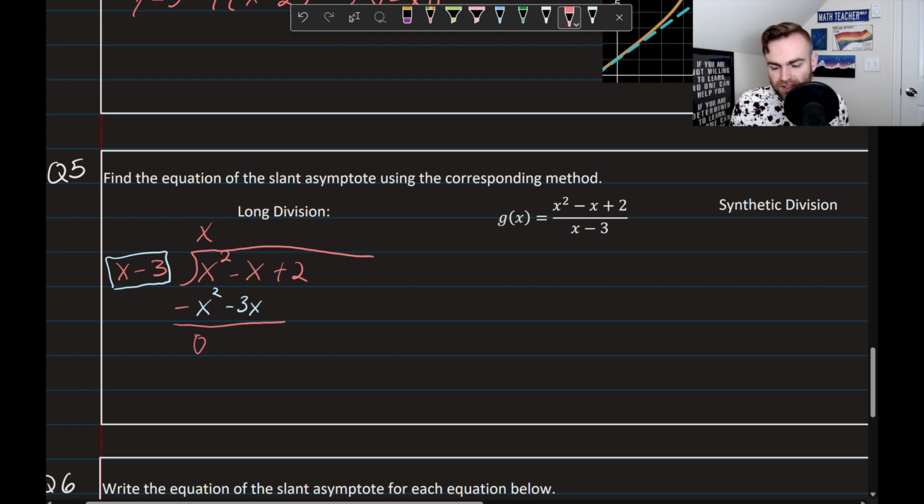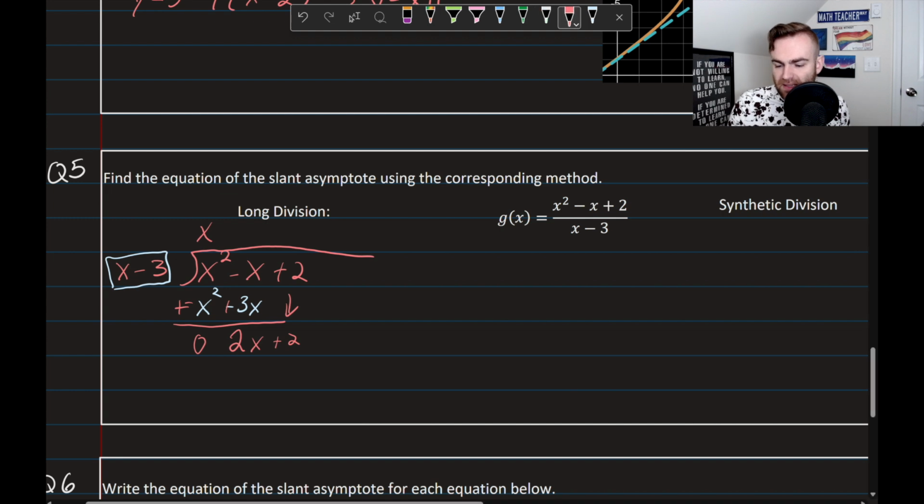X squared, take away x squared is 0. We did that on purpose. X minus negative 3x. When you subtract a negative, remember it's the same thing as adding a positive, which would give us 2x. And then we're going to drop down that 2.